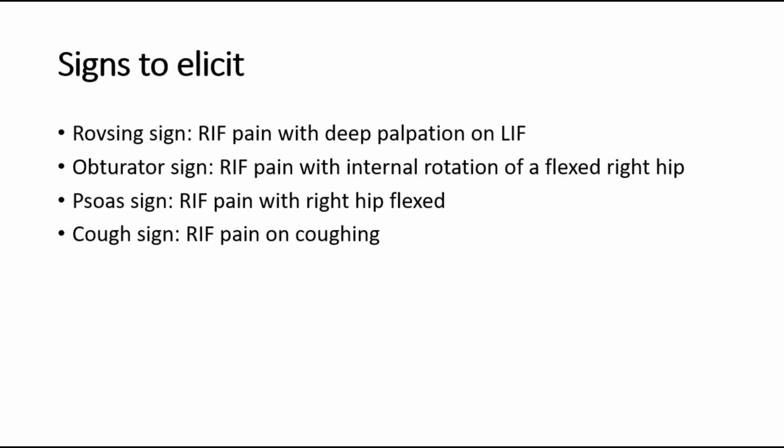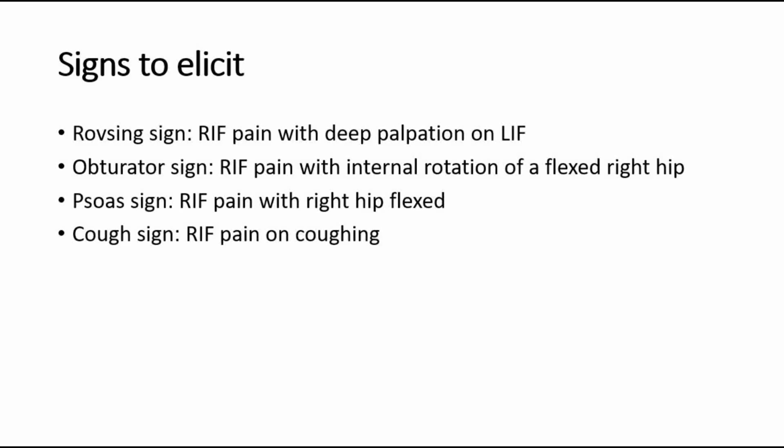There are several signs to elicit in acute appendicitis, which include Rovsing's sign, obturator sign, psoas sign, and cough sign. Rovsing's sign is when there is deep palpation on the left iliac fossa, the patient will complain of pain at the right iliac fossa. The second sign, obturator sign, is when there is internal rotation of a flexed right hip, there will be pain at the right iliac fossa. This is due to the spasm of the obturator internus muscles.